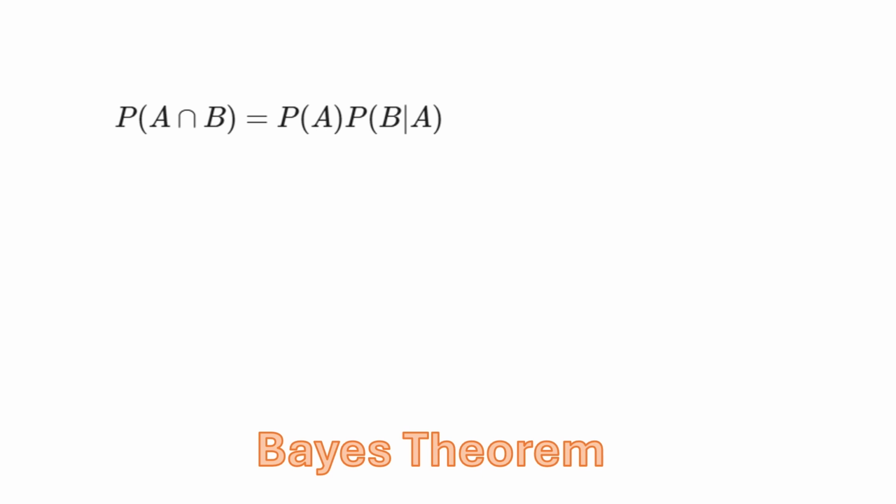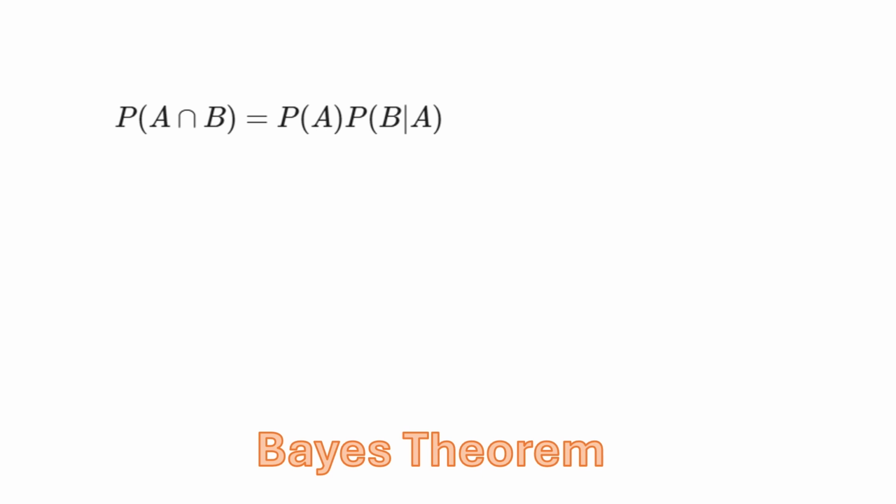Let's say that it's sunny and warm. A is that it's sunny, B is that it's warm. The probability that it's sunny and warm is equal to the probability of A, that it's sunny, and the probability of B, that it's warm given that it's sunny. So this would be probability of A times probability of B given A.